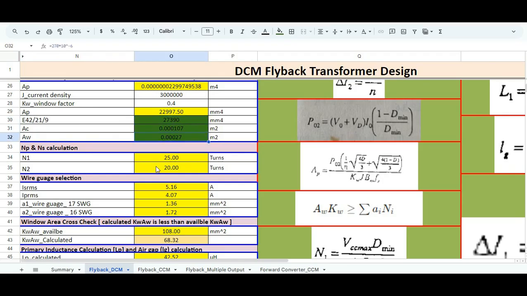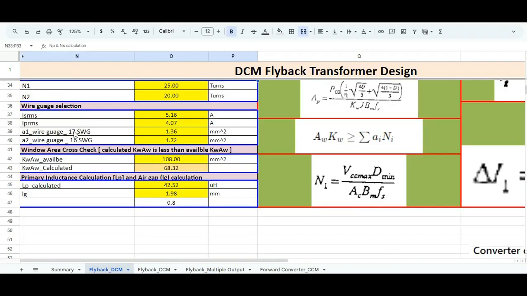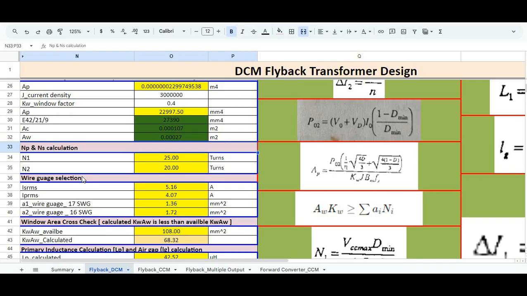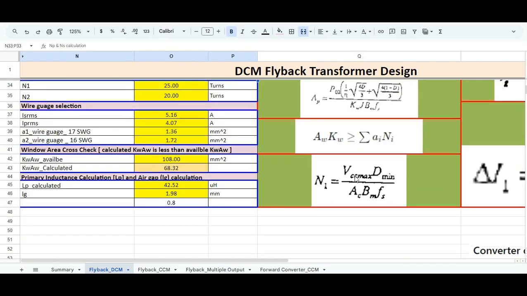Now the next step is you have to calculate the primary and secondary number of turns. How are you going to calculate the primary and secondary number of turns? That is N1 and N2, right? N1 is given by VCC minimum, that is the input voltage minimum, multiplied by duty minimum, and the whole divided by the cross section area, the maximum flux density, and the switching frequency.